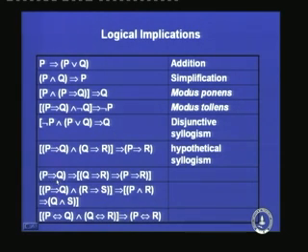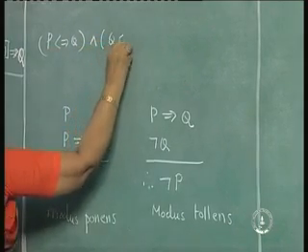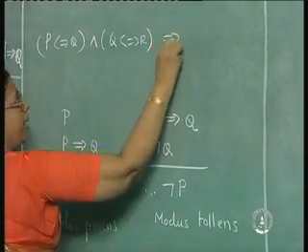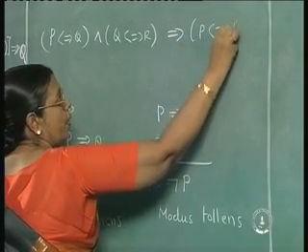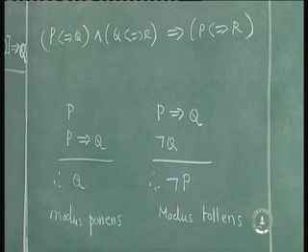P implies Q and R implies S implies P and R implies Q and S. P is equivalent to Q and Q is equivalent to R would imply P is equivalent to R. That last rule is if P is equivalent to Q and Q is equivalent to R, this would imply P is equivalent to R. We will make use of this in logical inference when we come to that.